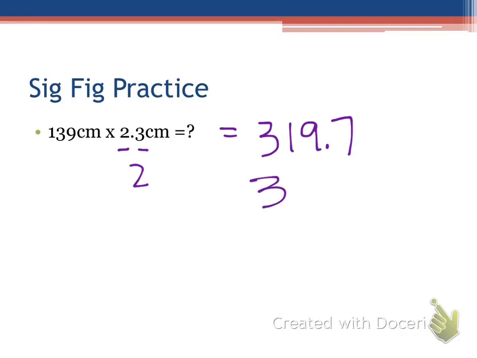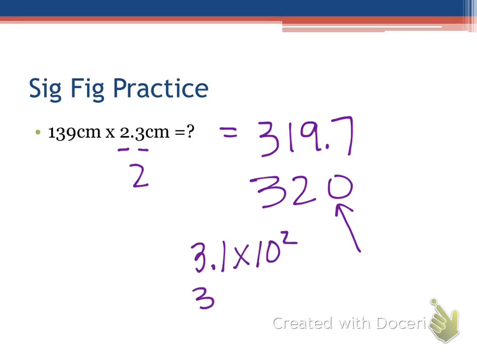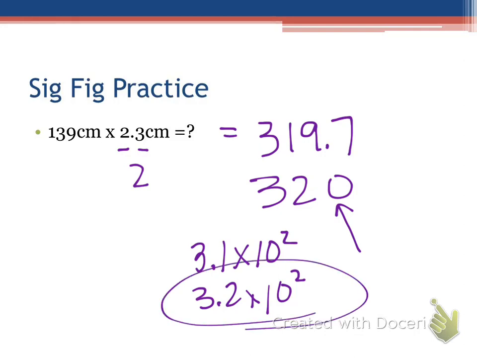Scientific notation. Does this work? No, because what's wrong with this number? It's ambiguous, right? That would get you like a frowny face on your paper if you give me ambiguous numbers. Okay, so don't do it. So the way we fix that is we go to scientific notation. So here's what our options are. 3.1 times 10 to the second or 3.2 times 10 to the second. Which is our better option? 3.2, right? Because 319 is much closer to 320 than it is to 310, right? So here's our final answer. 3.2 times 10 to the second, and our units here would technically be centimeters squared.